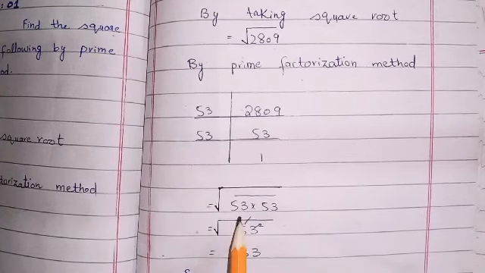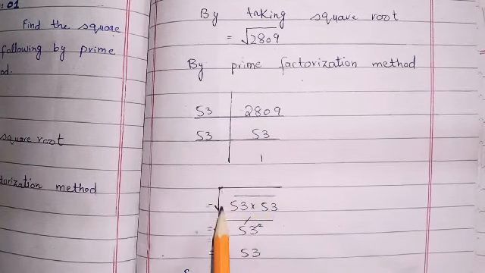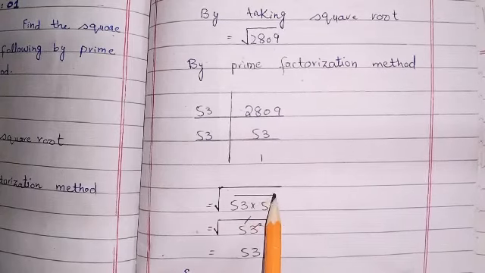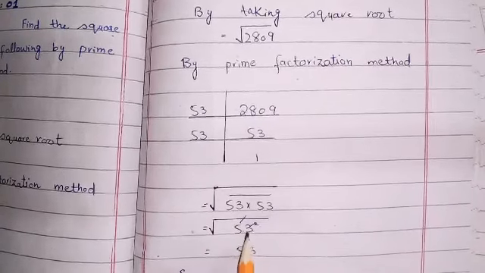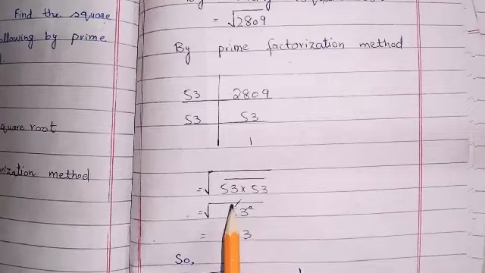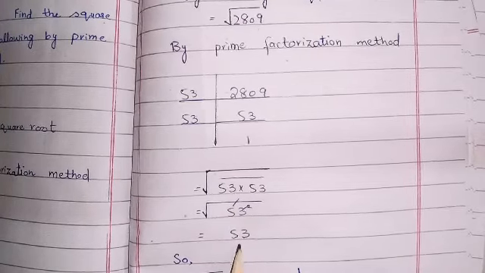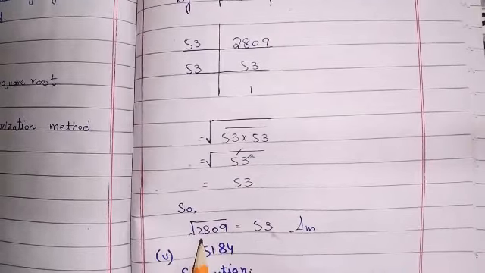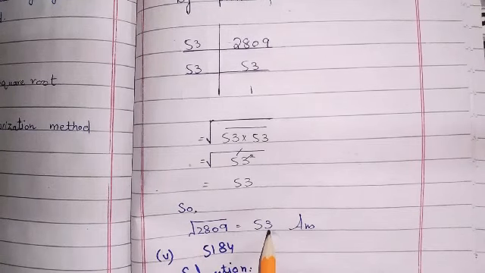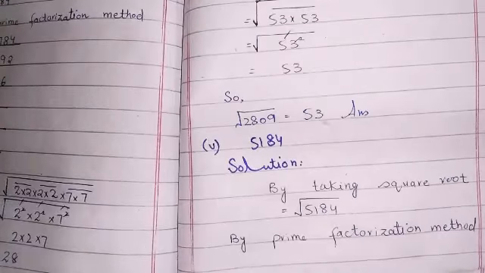We will write the numbers 53 into 53 under the square root sign. We will make a pair of it. Here you can see that 53 square cancels with the square root, we get 53. So the square root of 2809 is equal to 53, which is our answer.